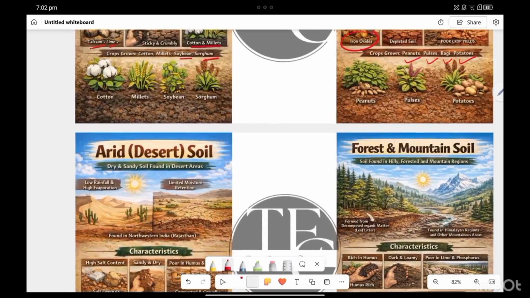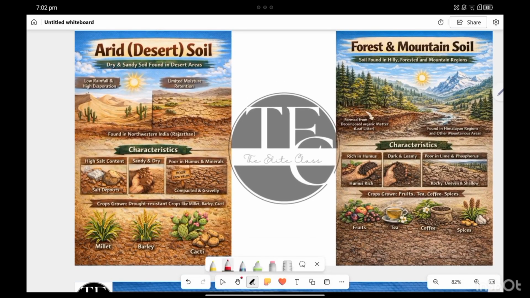Moving forward towards the arid type of soil, they are dry and sandy soil found in desert areas like Rajasthan and Gujarat. So this type of soil receives low rainfall and has high evaporation levels. Their moisture retention is low as compared to the black soil, which has high retention of moisture. So their limited moisture retention makes them less suitable for cultivation purposes.